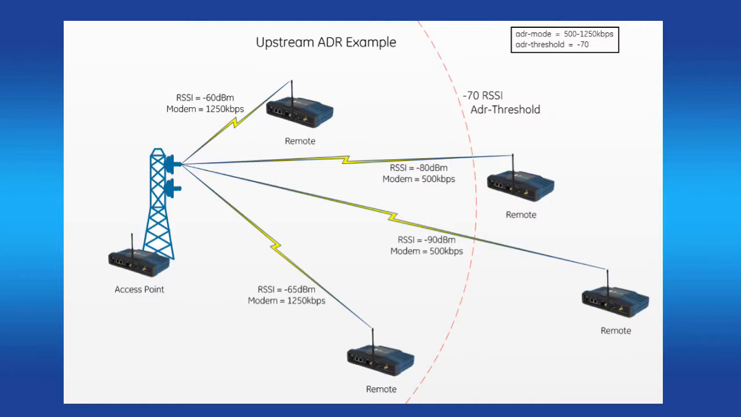It's important to note that this adaptive modulation feature only affects the upstream link, remote to access point. The access point's downstream link will use the lowest data rate.